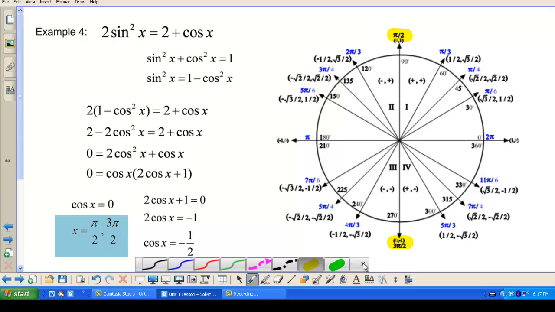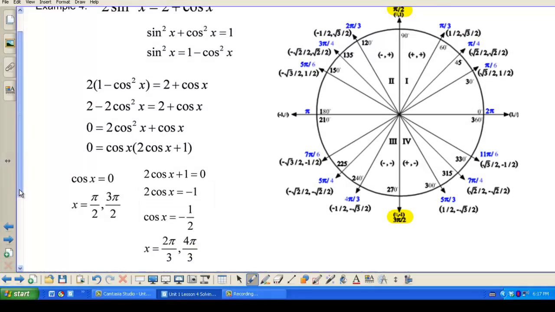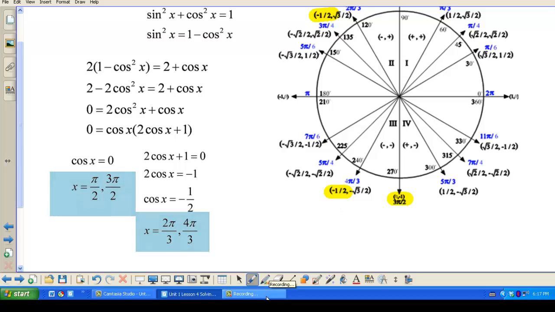And now I can focus on the other factor, which is 2 cosine x plus 1 equals 0. So I'm going to subtract 1 from both sides and then divide by 2. So I need to look for places on the unit circle where x is equal to negative 1/2, and I see that up here at 2 pi over 3 and down here at 4 pi over 3. And again, the directions were to find all of the solutions just within the interval from 0 to 2 pi. So my final answers are pi over 2, 3 pi over 2, 2 pi over 3, and 4 pi over 3.